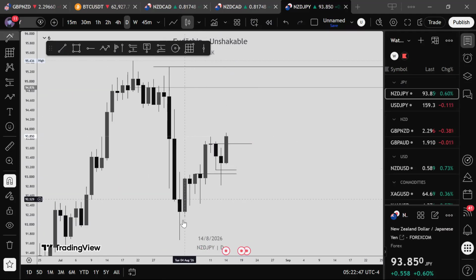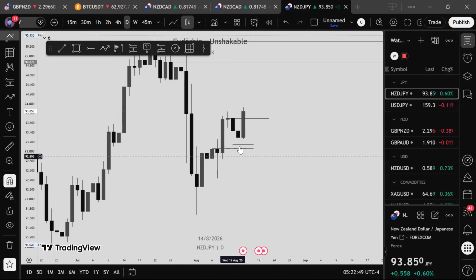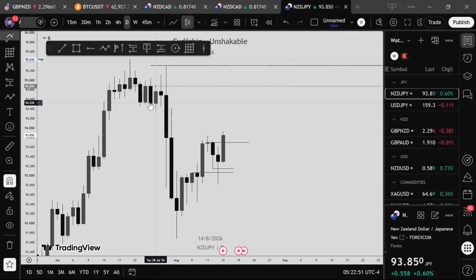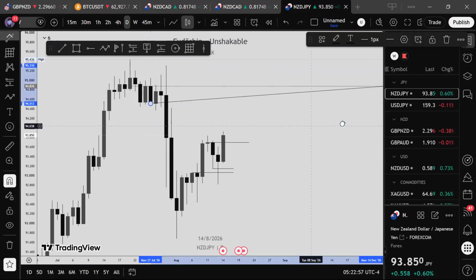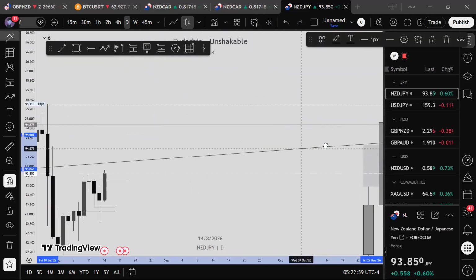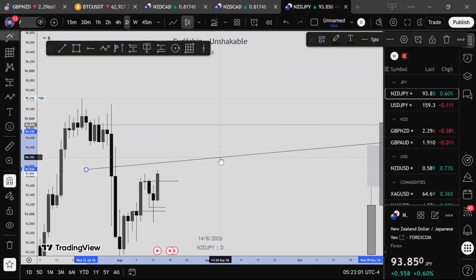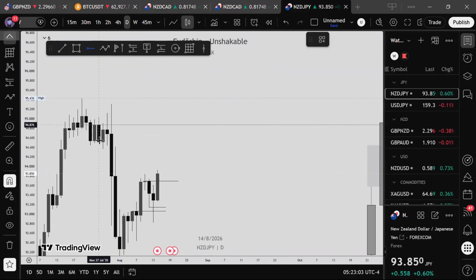So it means that we are following the weekly storyline, and at least if anything at all, we should be targeting somewhere. The first take profit can be somewhere around here for this pair.